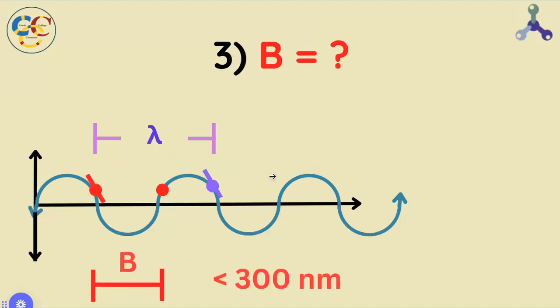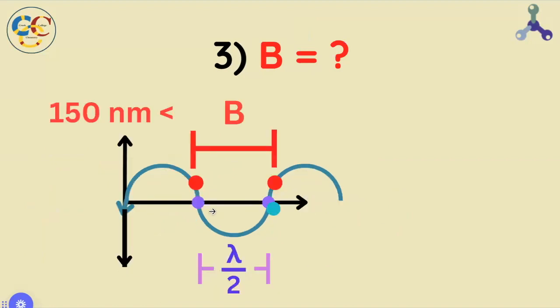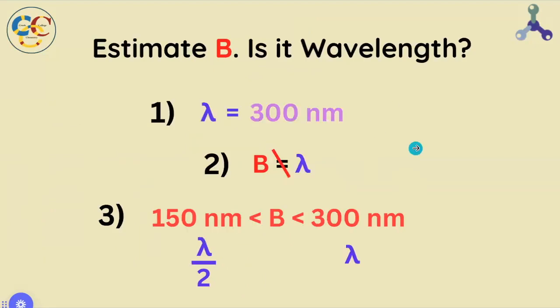Now, we won't be able to get an exact value for B, but we can compare it to a single wavelength. Here we see it's clearly less than a wavelength, i.e. less than 300 nanometers. Zooming in, we can see that B is more than half of the wavelength, i.e. more than 150 nanometers.